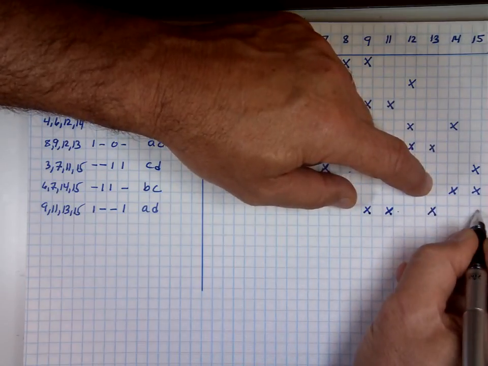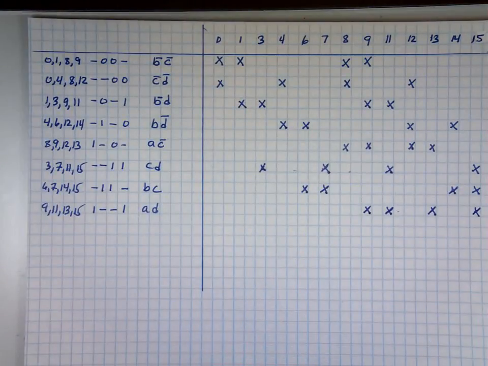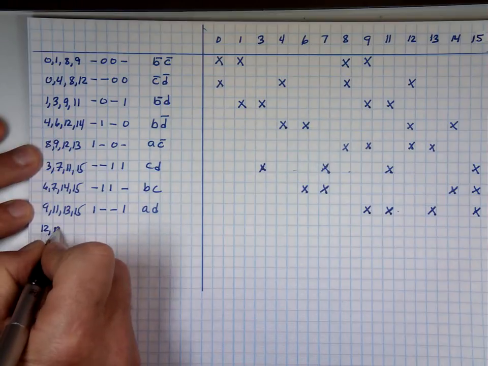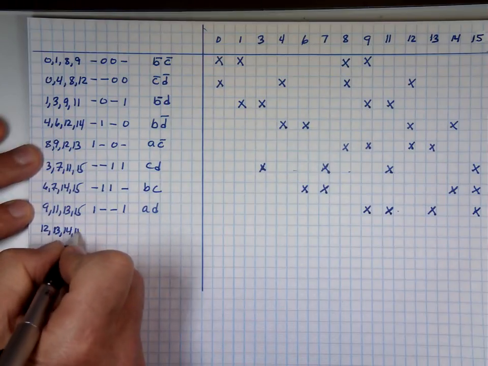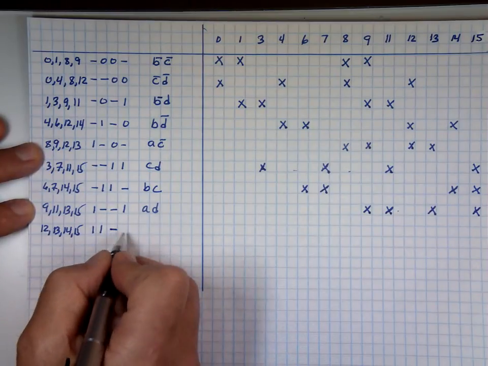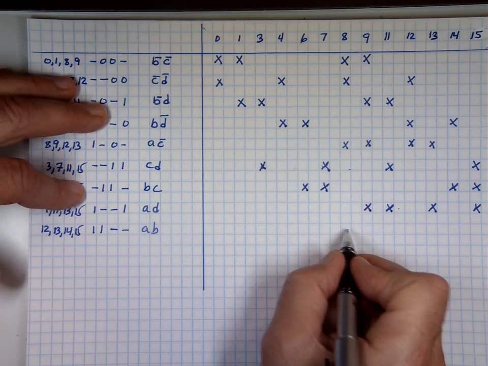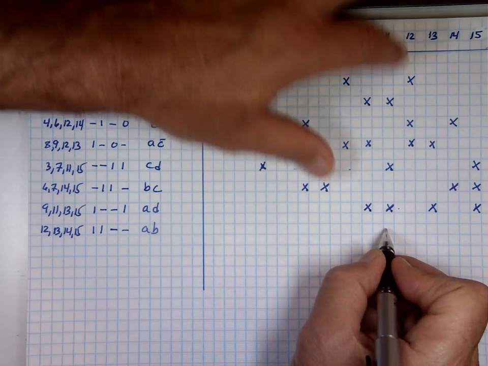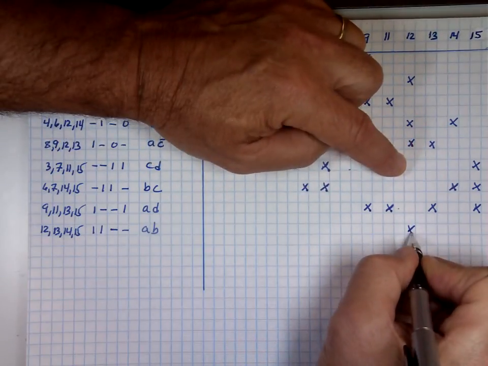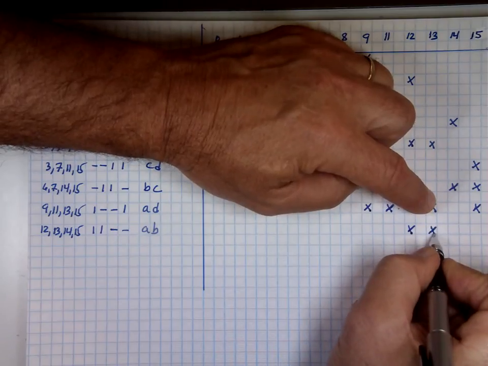One more. 12, 13, 14, 15. 1, 1, dash, dash, that's A B. Getting excited now, just to make sure I stay on the same line. 12, 13, 14, and 15.